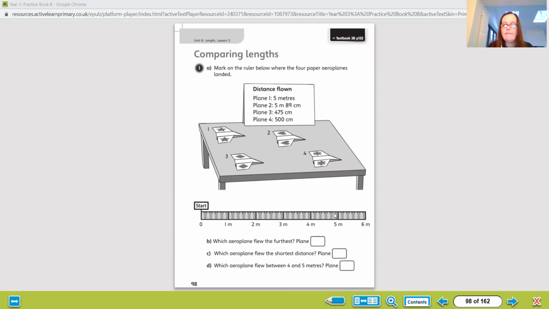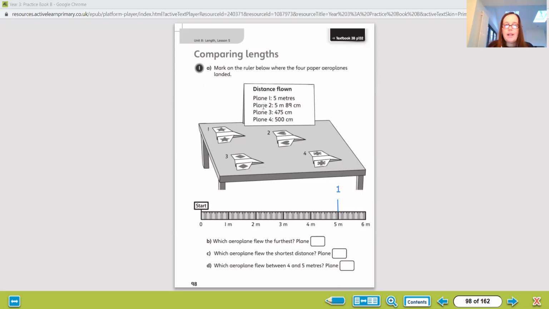So each one of these little lines is worth 10 centimetres. We might need that information. So let's have a look. Plane 1 has gone 5 metres. Well, that's quite easy, isn't it, that one? We should be able to show that. So plane 1 is there. I'm going to put a label, so we know it's plane number 1.